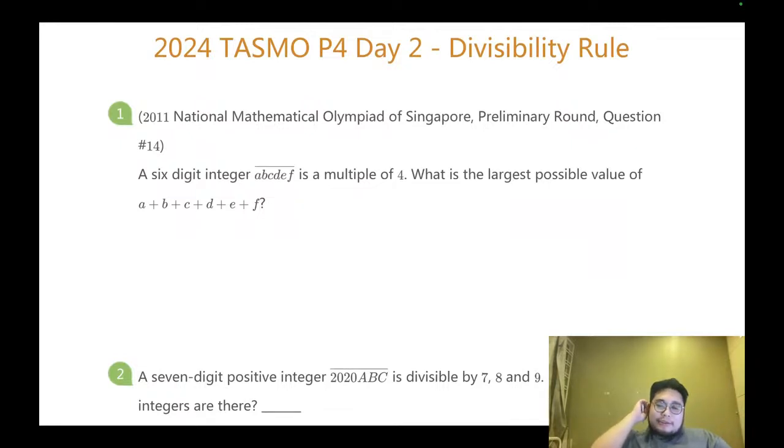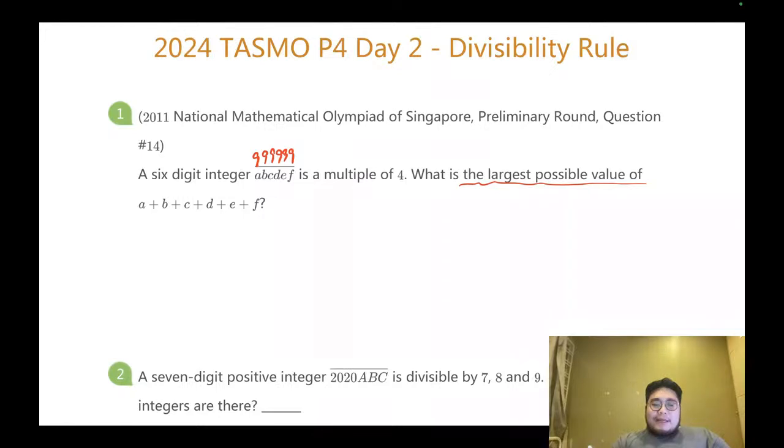And what is the largest possible value of A, B, C, D, E, F added together? So that means I want to keep all of A, B, C, D, E, F as large as possible, right? So of course, if I want it as large as possible, all the numbers I need to put are 9, right? 9, 9, 9, 9, 9, 9. Here is the largest six-digit number.